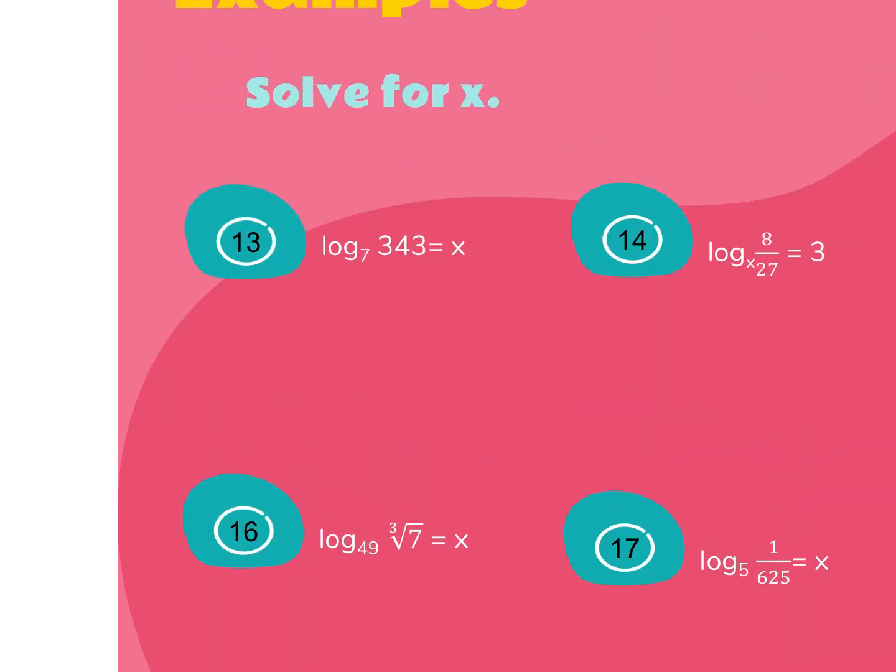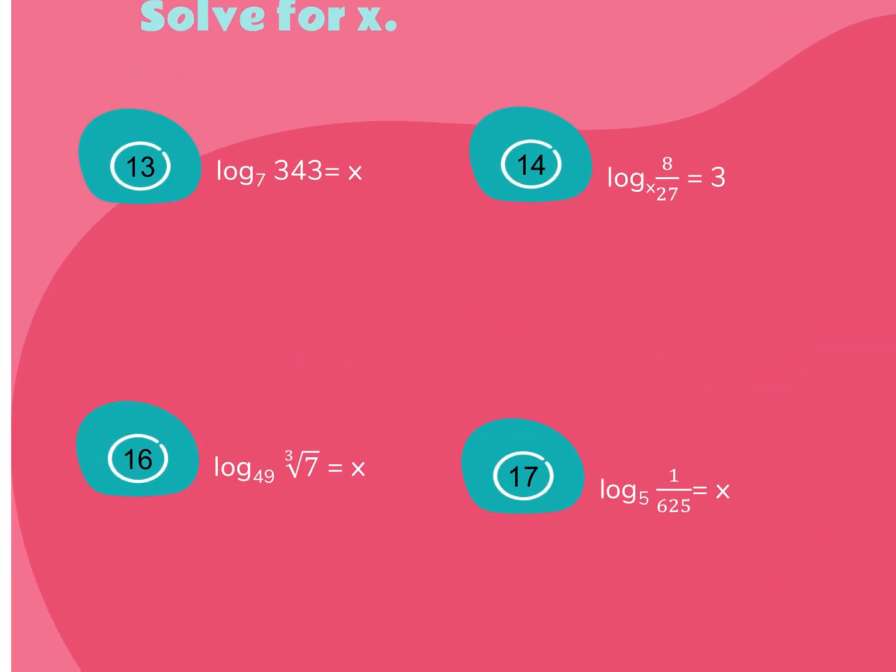Next one. Again, I don't know how to do this without a calculator, so I have to turn it to exponential. So 7 to the x power equals 343. I need to change 343 so it has a base of 7. And I know that 7 times 7 is 49. Times 7 again would be 343. So I'm going to change 343 into 7 to the third. It has the same base now, so x equals 3.